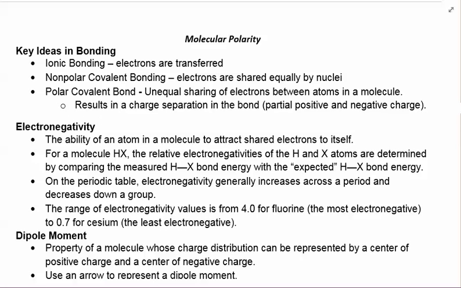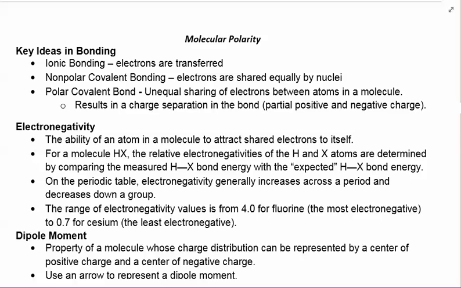Molecular polarity is something that kind of overshadows a lot of what we've been talking about with bonding. We have ionic bonds where electrons are transferred. Polarity really comes into play when we're talking about covalent bonding. What polarity is depends upon how the electrons are shared. So in a nonpolar covalent bond, the electrons are shared equally by the nuclei.